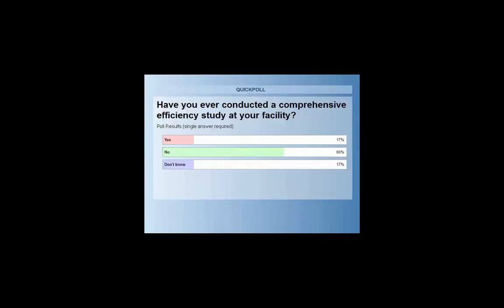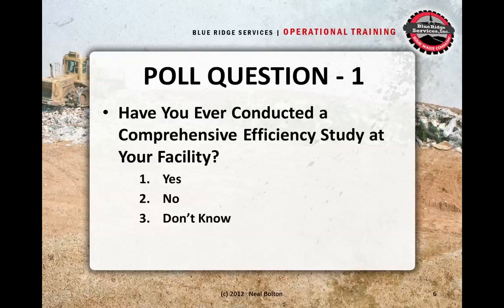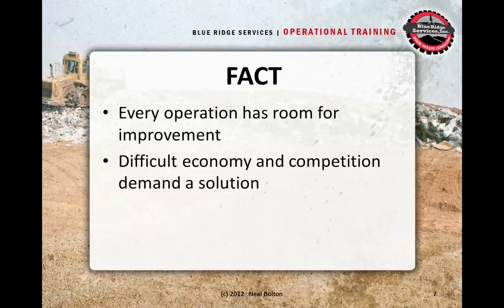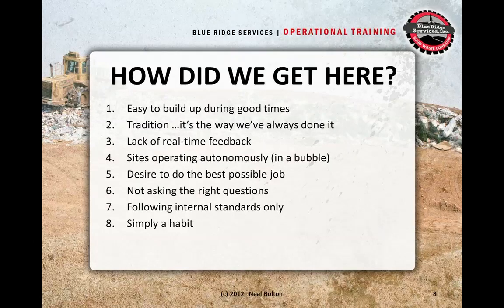Every operation has room for improvement, and the current economy has made that even more critical. So first off, let's talk about how we got here. How did we get to a situation where we have inefficiencies in our system? Sometimes that happens when times are good and the tonnage is coming in and there's lots of revenue, that we buy extra equipment and we get a bit sloppy in our operations. We don't really pay much attention to it because it doesn't matter. We're making money anyway and everything's working.